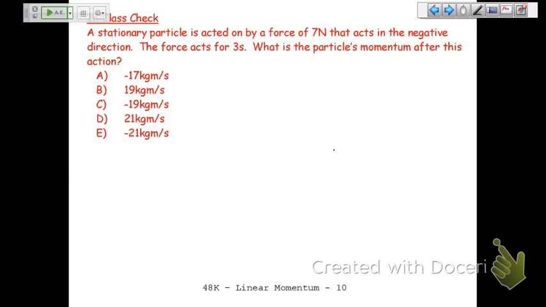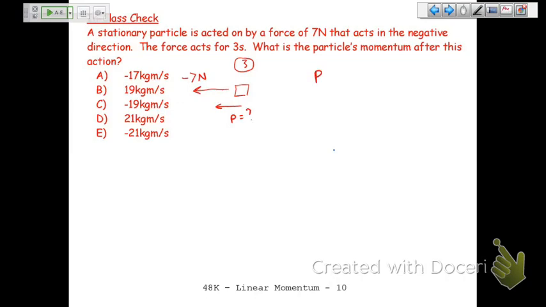A stationary particle is acted on by a force of 7 newtons. It acts in a negative direction. Negative what direction? Okay, so we have a stationary particle. It acts in a negative direction, so that's minus 7 newtons. The force acts for 3 seconds, so my delta t is 3 seconds. What is the particle's momentum after this action? So I want to know my P.